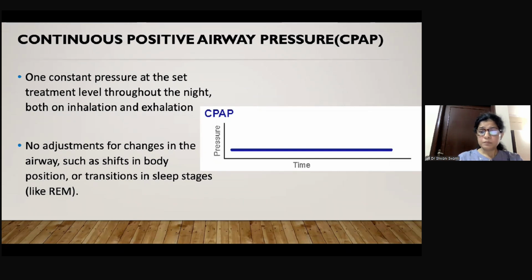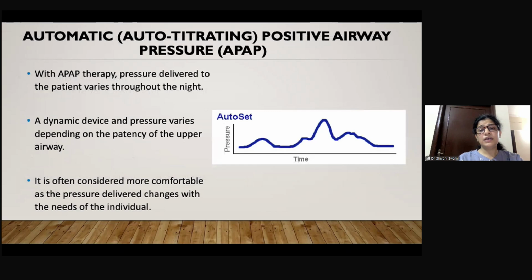That is what it basically does. But when we look at the auto PAP or the auto CPAP, that delivers a varied pressure throughout the night. However, what this equipment basically does is, the algorithm is set in a way that it reads the airflow limitation, and depending upon the patency of the upper airway, it increases or reduces the pressure.